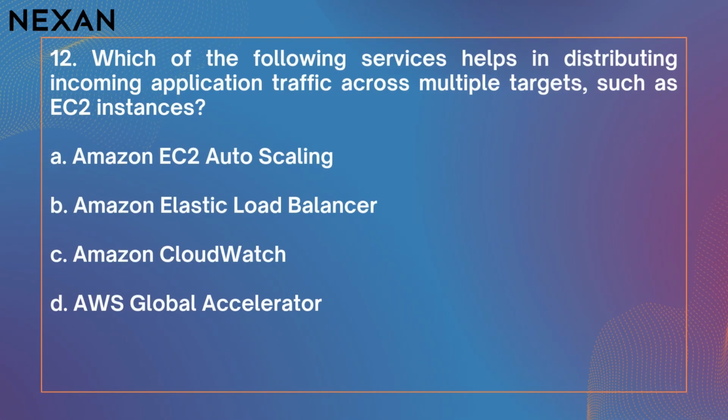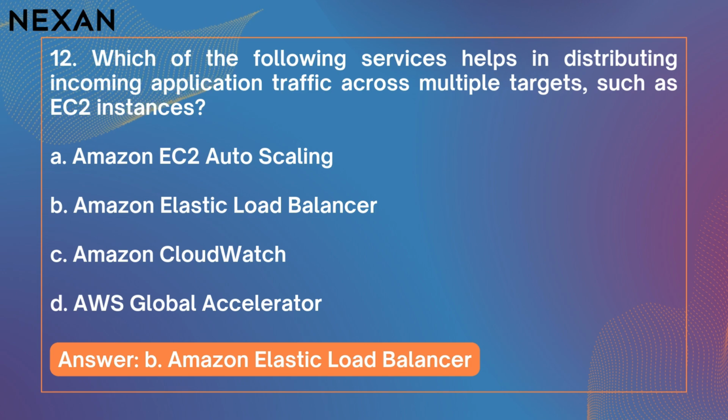12. Which of the following services helps in distributing incoming application traffic across multiple targets, such as EC2 instances? A. Amazon EC2 Autoscaling. B. Amazon Elastic Load Balancer. C. Amazon CloudWatch. D. AWS Global Accelerator. Answer: B. Amazon Elastic Load Balancer.